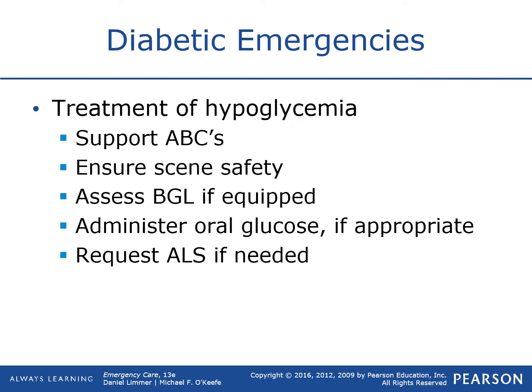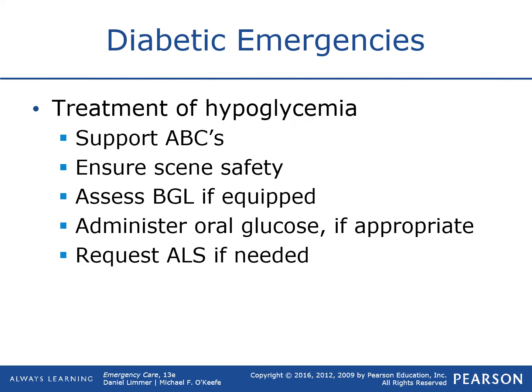So, our treatment of hypoglycemia: first, support your ABCs. Again, if it gets so bad that they're unresponsive and their brain cells have been deprived for so long, they might have some breathing problems going on. They might need ventilatory support. So make sure that you support your airway and breathing and your circulation if needed.